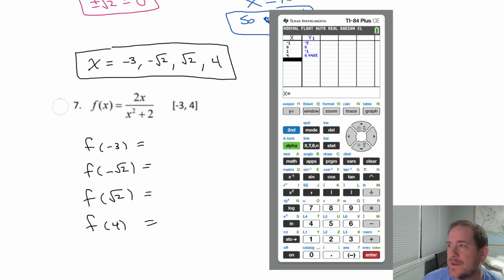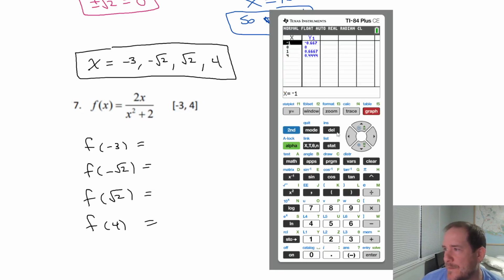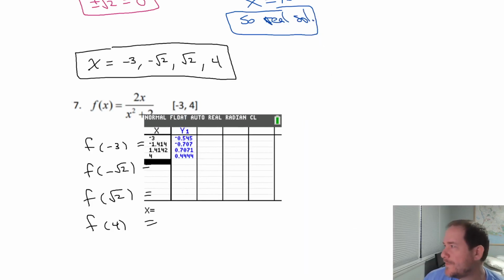So here it is. I'll go to y equals and I'll enter my function, which is 2x over x squared plus 2. And then go back to your table. You can clear out these old values if you want to, and then go negative 3, negative root 2, positive root 2, and 4. All right, so those numbers, those are the values we need.